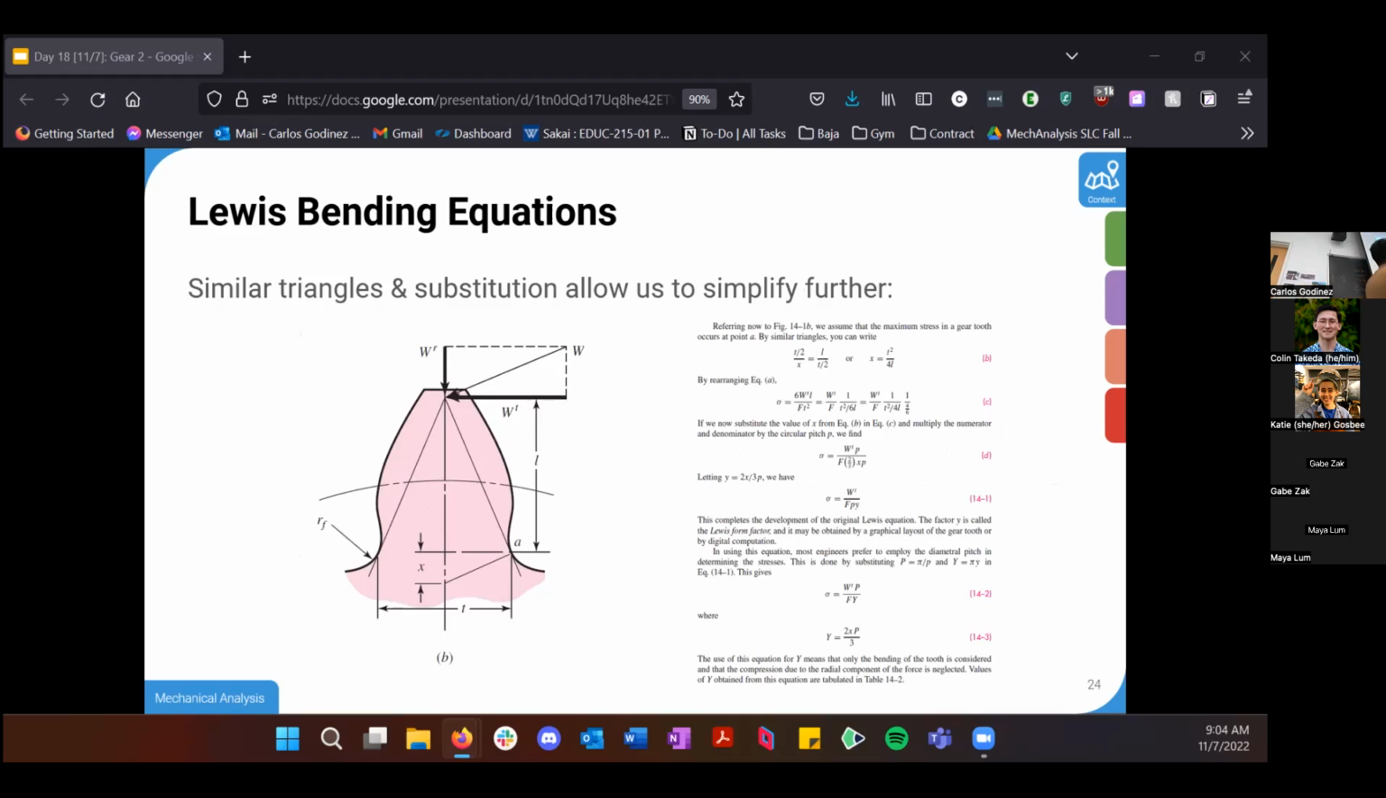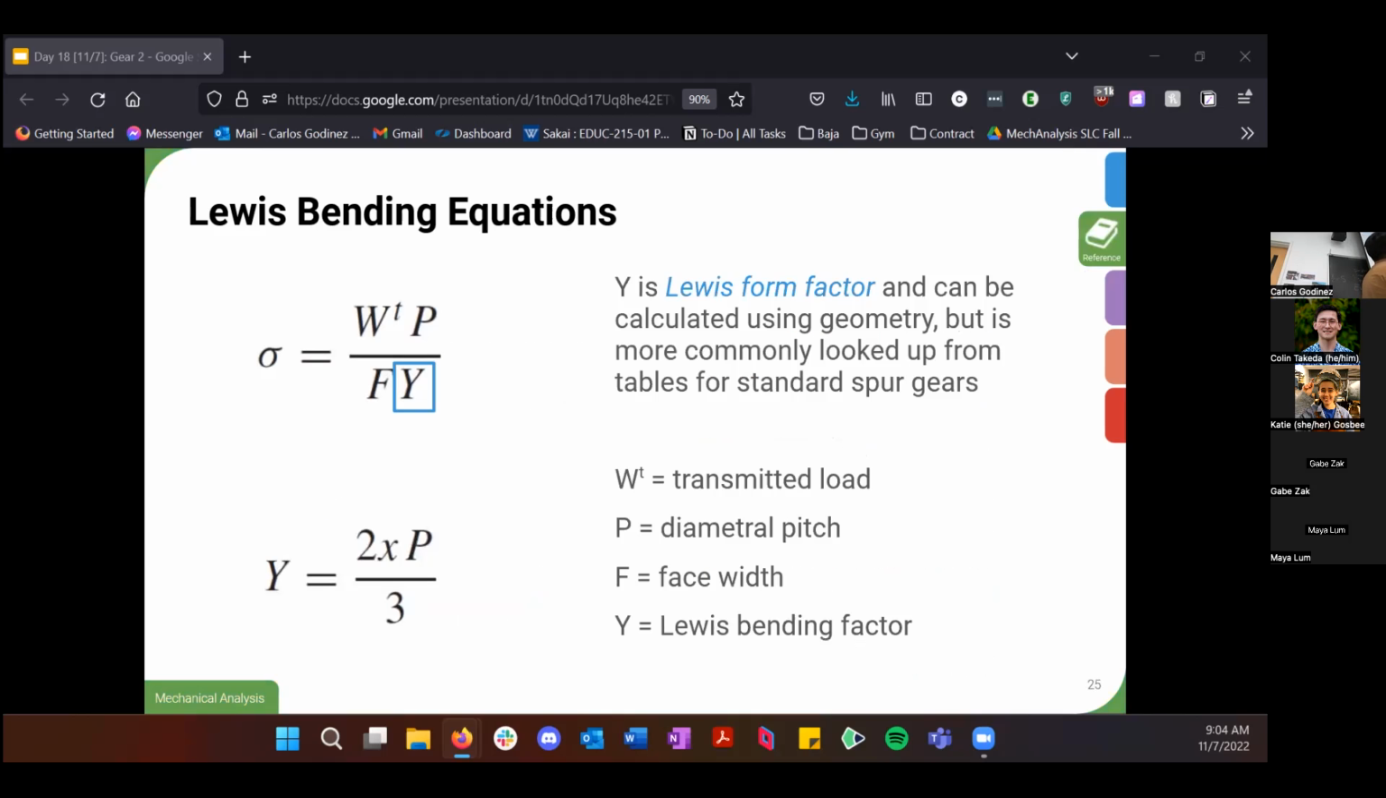This is the same gear tooth as before. If you use the thickness of the tooth and distance away from the root, as well as the F coming out of the page here, your face width, you can use similar triangles and similar geometries to simplify this even further. And also because spur gears have a set involute profile that's pretty standard for all spur gears, you can simplify this even further to an equation like this.